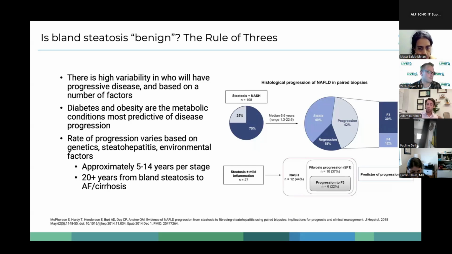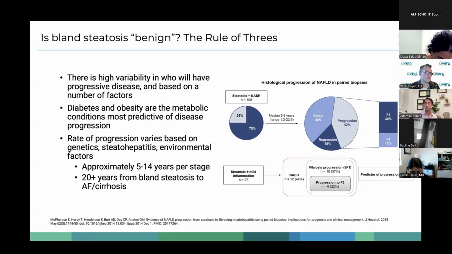And as I mentioned before, some people have the misnomer that bland steatosis, or steatosis without fibrosis, is benign. And for that we can try to remember the rule of threes. There's a lot of variability in terms of who will have progressive disease. It's based on a lot of factors. But if you took 100 people, as they basically did on the right-hand side here, about 25% of them had inflammation, and about 3/4 of them had bland steatosis. And you watch them and rebiopsy them years later. In this case, it was a follow-up of 7 years. A little more than a third will progress, a little more than a third will stay stable, and a little less than a third will have regression of their disease state at the time of biopsy.